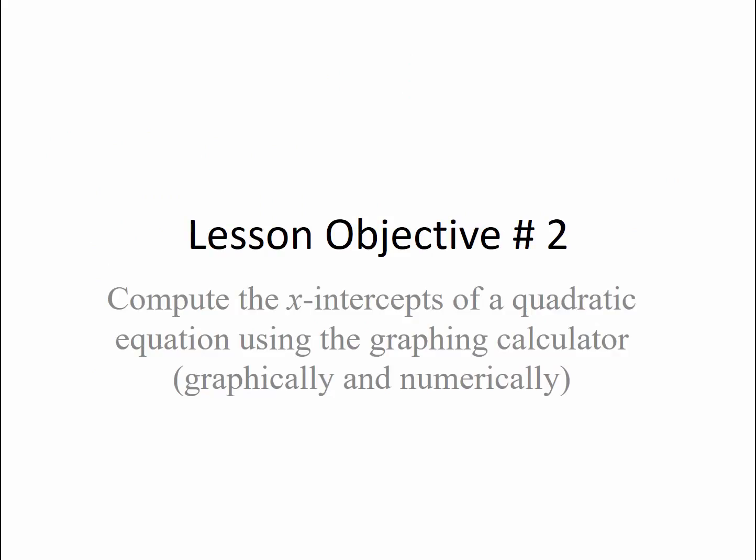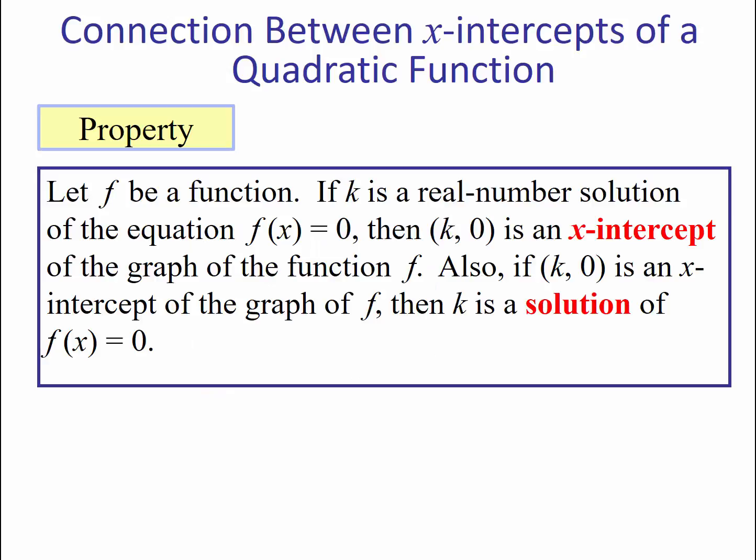Lesson objective. Property. Let f be a function. If k is a real number solution to the equation f of x equals 0, then the point k comma 0 is an x-intercept of the graph of the function f. Also, if k comma 0 is an x-intercept of the graph of f, then k is a solution to f of x equals 0. We will use this fact to find x-intercepts for quadratic functions.